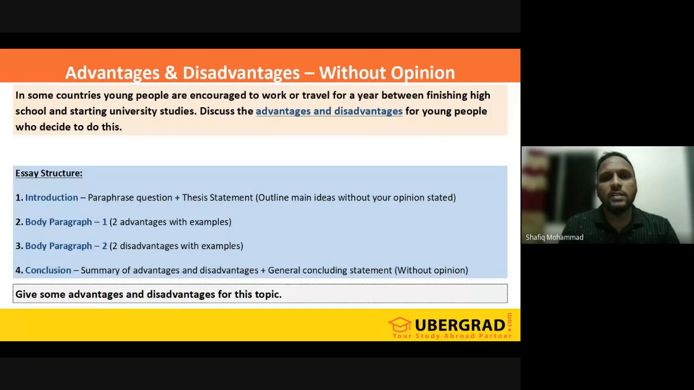The thesis statement is mostly what you think of the above topic. Here, without opinion, you should not say "in my opinion" or "according to me". These phrases should not be there in the introduction. Other than that, you can write the paraphrasing of the question, the thesis statement, and also the outline of the essay. These three sentences should be present in the introduction.